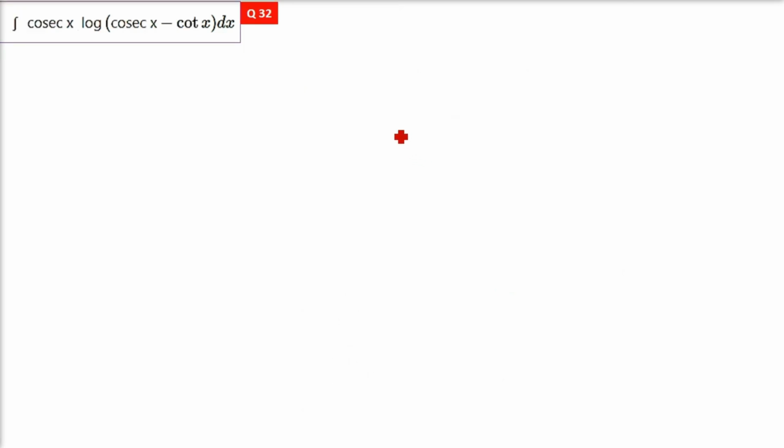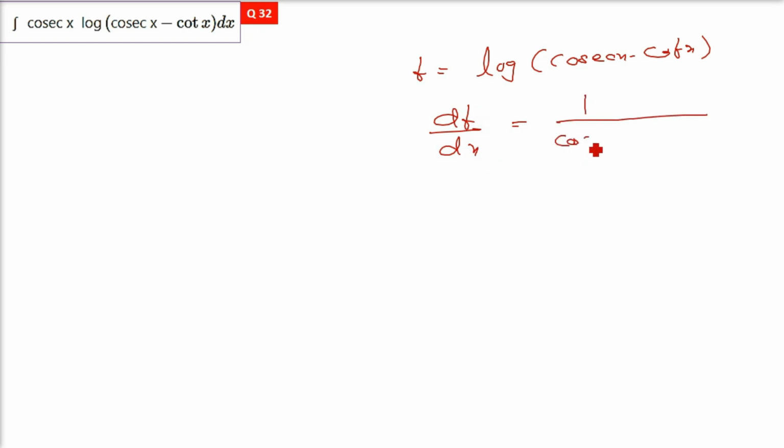So on the basis of the previous question, if log(cosec x minus cot x) can be seen, we can solve it like that. If you place this as t, cosec x dx can be achieved. So this log(cosec x minus cot x), I am asking you to place it as t. So dt by dx will be 1 by that content, so 1 by (cosec x minus cot x), and then the differentiation of cosec x minus cot x. Cosec x gives minus cosec x cot x, and cot x gives minus cosec square x, so minus minus will become positive.